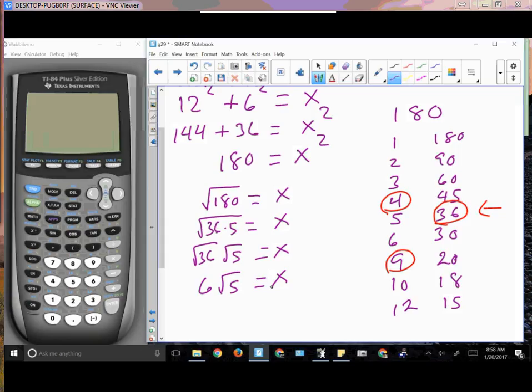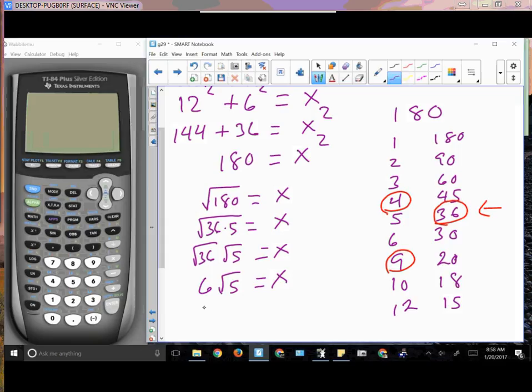Now, mind you, there are some steps that you can probably get rid of. You might not have to rewrite it like this, but that's only if you see what it is that you need to do. 180, we know, is 36 times 5. Love the perfect square.